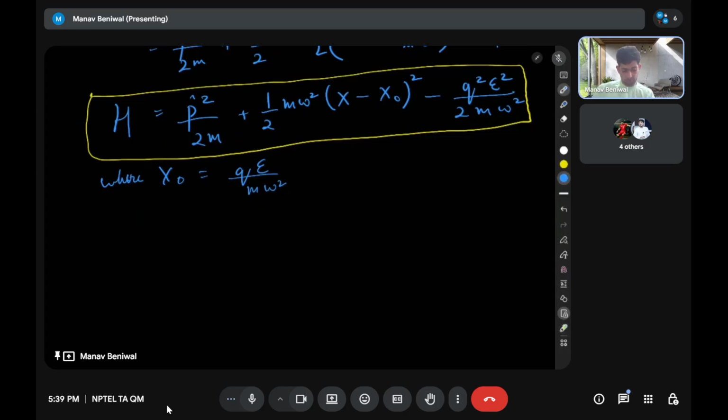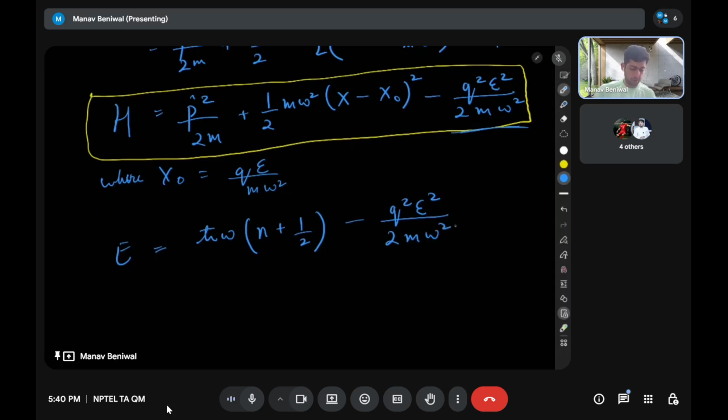So what this electric field has essentially done is shift our harmonic oscillator, and it has also added a constant energy shift. This second term is constant. So we can directly write our energy. We know that the first two terms will give us h cut omega times n plus half, and this term will give us q squared E squared by 2m omega squared.